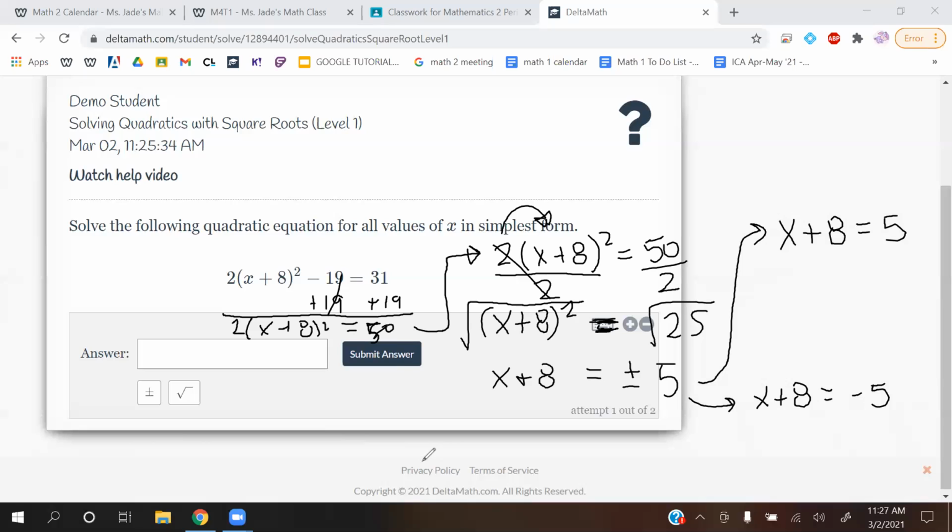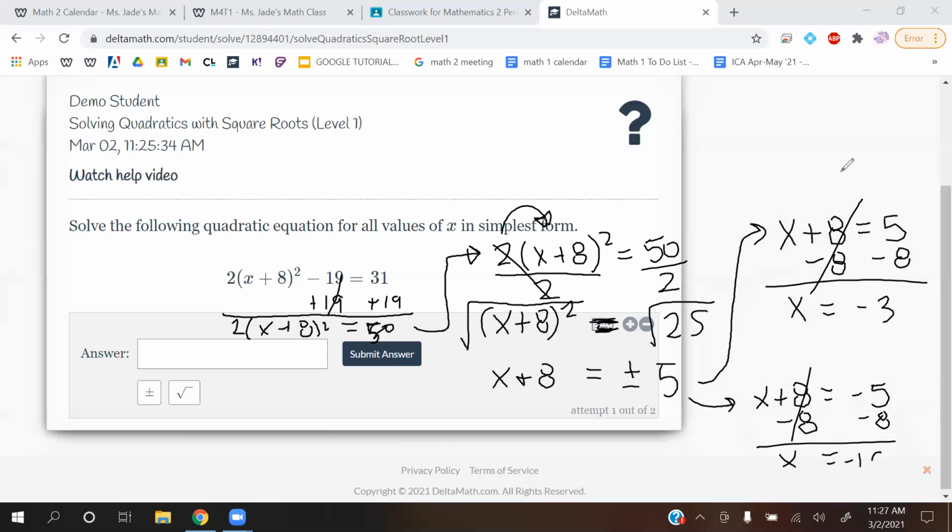And then from here, we are going to subtract 8. That way those cancel out. We get x is equal to negative 3. Here's one answer. Let's do the other answer. Subtract 8. X, those cancel out, equals negative 13. So we have our two answers.